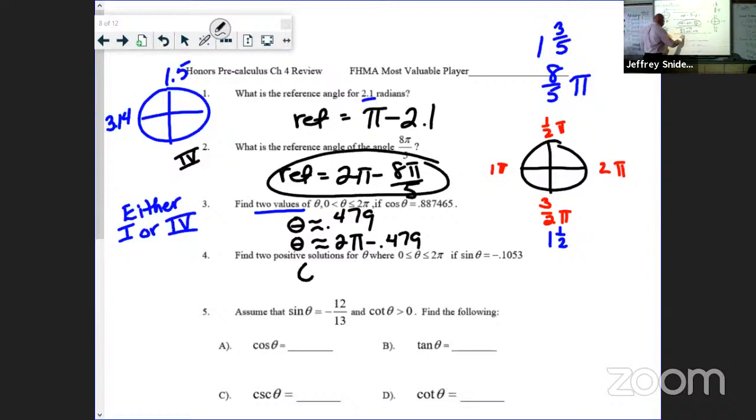Number 4, theta is either pi plus 0.106 or, I think it's 4. Is it 104? We got 5. I can't even read my writing. And then it's either pi plus 0.105 or 2 pi minus 0.105. The reference angle there was 0.105.